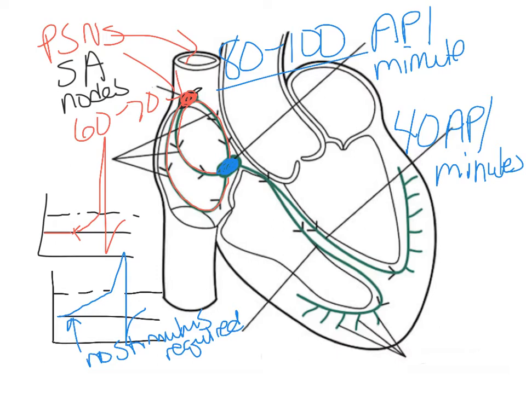Okay. From the AV node then, at the AV node, there is a 100 millisecond delay. The reason for this is because you don't want the atria and the ventricles contracting at the same time. You want the atria to contract first, and then the AV node gets the message, and then the AV node sends the action potentials out through the bundle, and then through the bundle branches, and then through the Purkinje fibers, and then the ventricles contract. But you have to have that 100 millisecond delay. Otherwise, they're going to contract too close together.